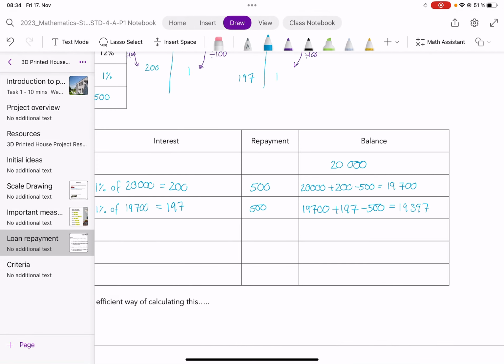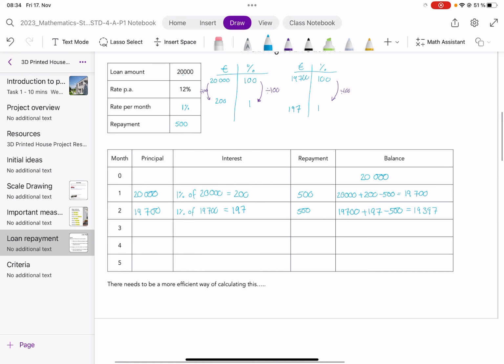Yep. Okay, so what I would like you to do is to keep on working through that. I want you to find out months 3, 4, and 5. Pause the video and have a go at calculating that. Okay, hopefully you've finished that off. I will fill out the rest of this table so you'll be able to find that on OneNote. Obviously, this is a process that is quite time consuming. It's very repetitive. It's not very interesting because we're doing the same thing again and again.